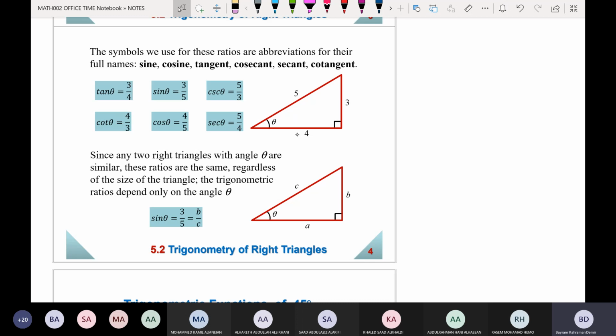In this new picture here, sine of theta is b divided by c. Well, b divided by c must be 3 over 5. Okay, b and c can be different numbers, but the ratio should be 3 over 5, because the theta is the same. So sine theta in both pictures must give you the same value.